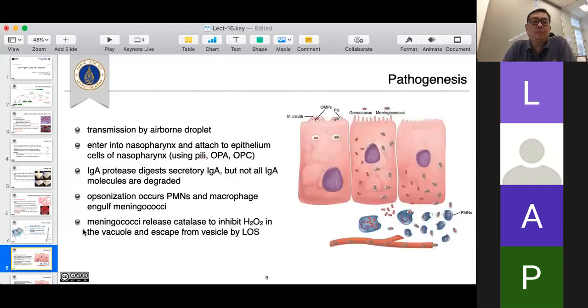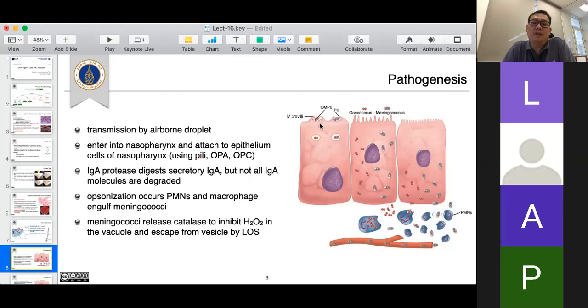All right. Pathogenesis happens when bacteria attach to the epithelium. Okay, once they are attached to the epithelium, they release toxin. Okay, they release toxin.